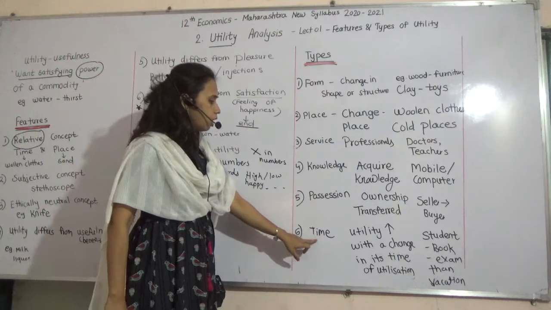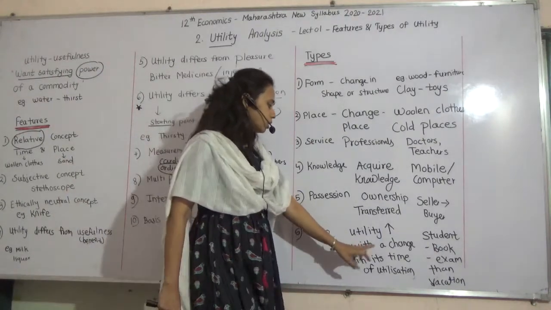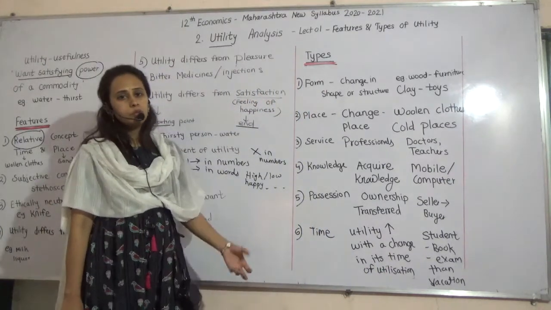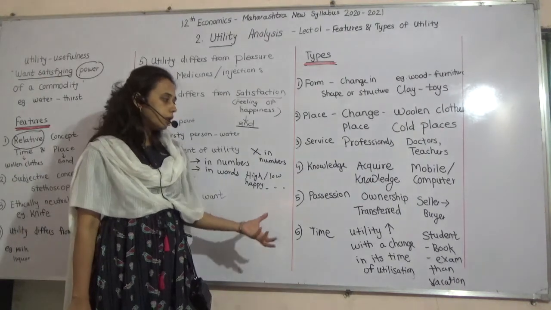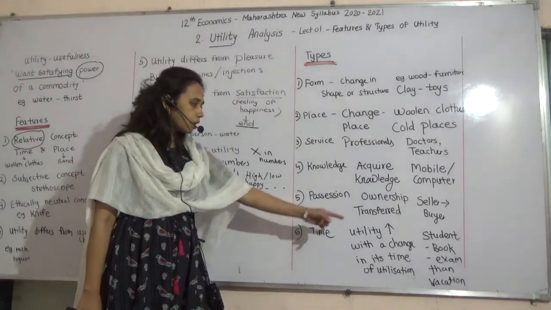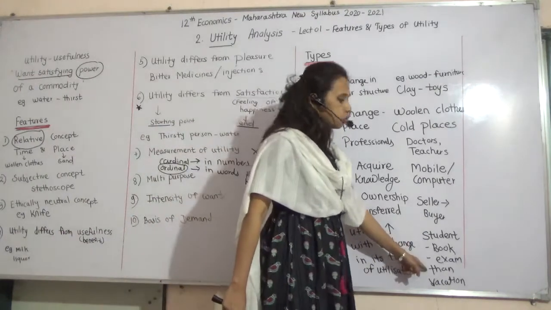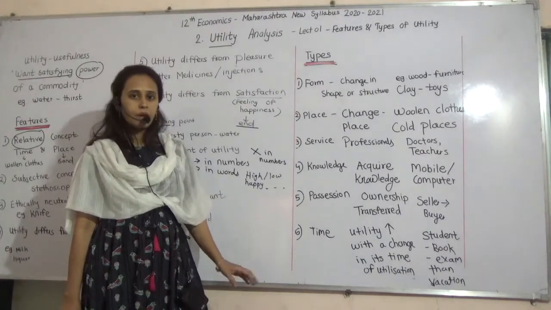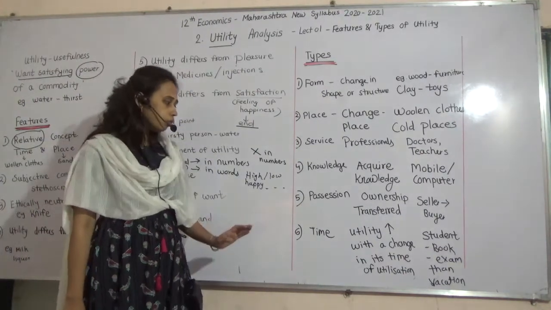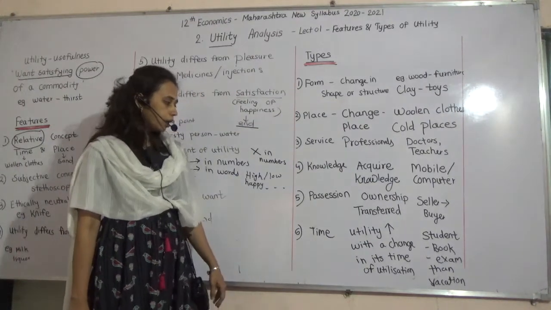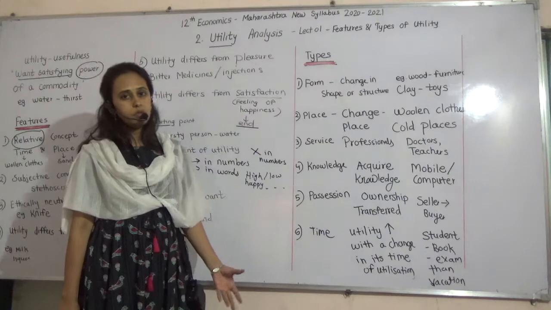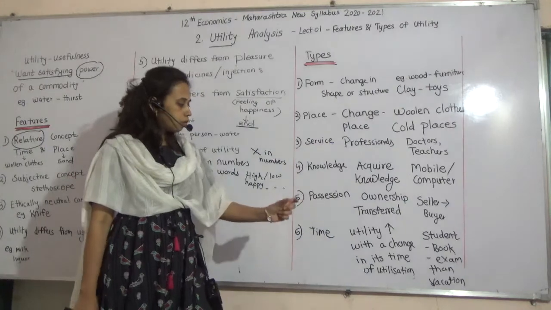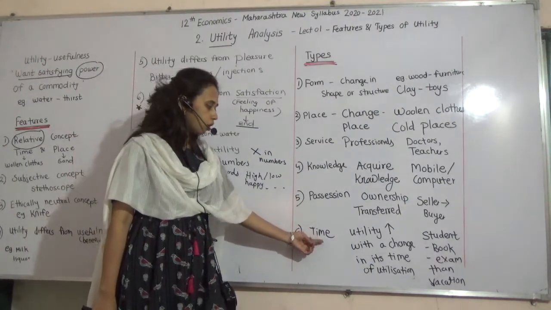Now the last one is time utility. Utility increases with change in its time of utilization. For example, during exam, the book is very useful. Book has utility because of time, because of the exam; the same book is very much useful to the student. But once the vacation starts, that book is of no use. The academic year is over, the book is of no use. So according to time, or you can take a raincoat. In rainy season, we use it, but during summer, we don't use it. So according to time, the same good, same product, utility has changed. So it is called time utility.